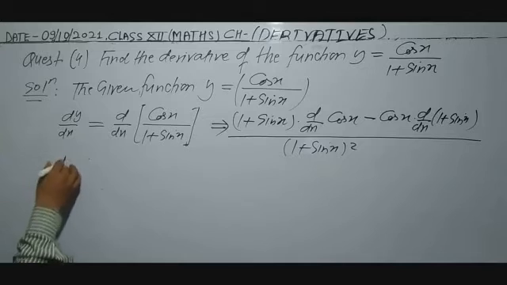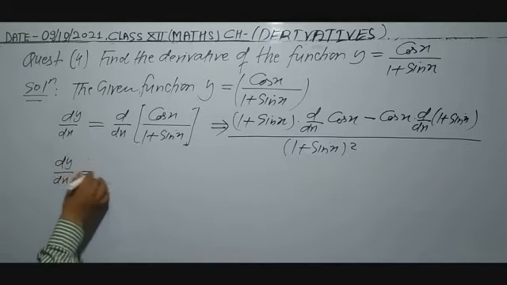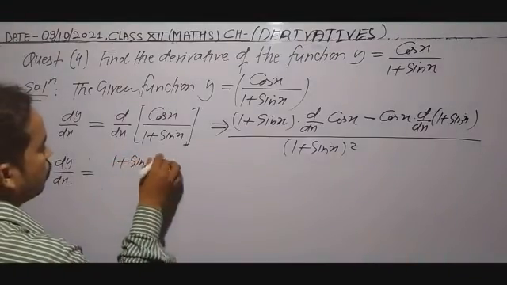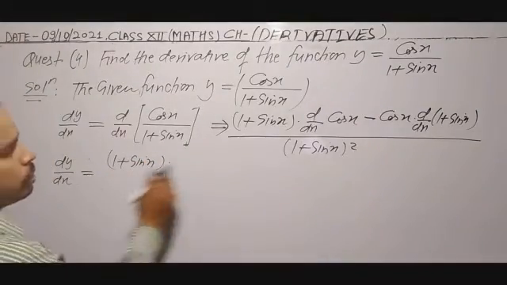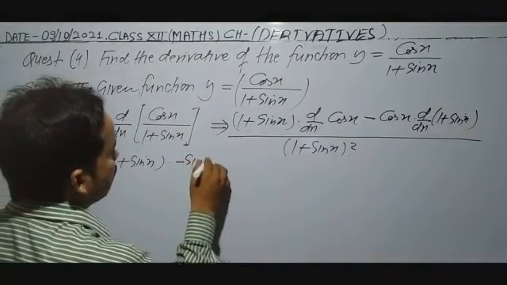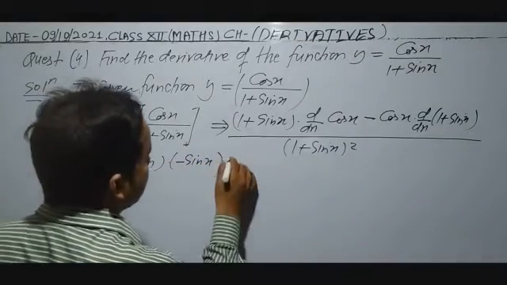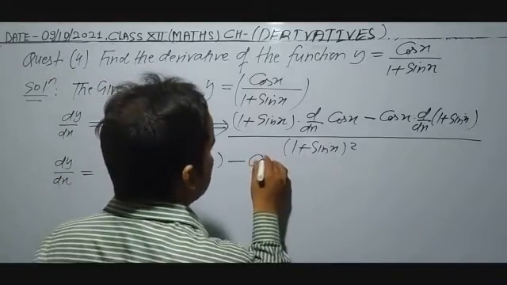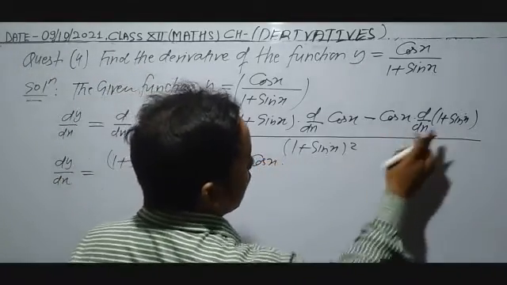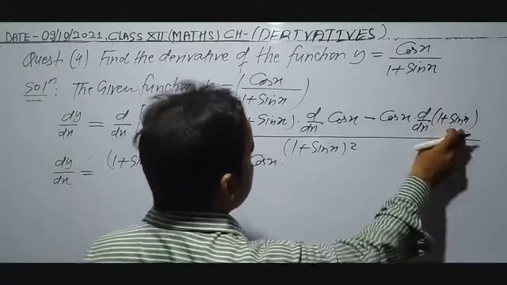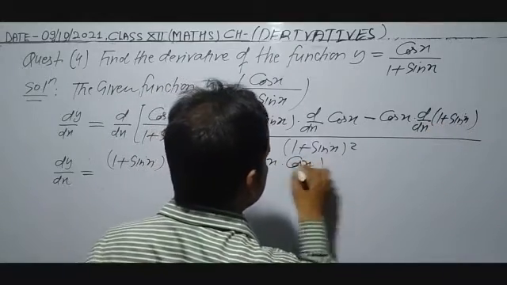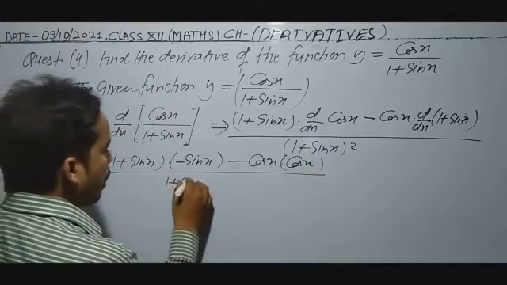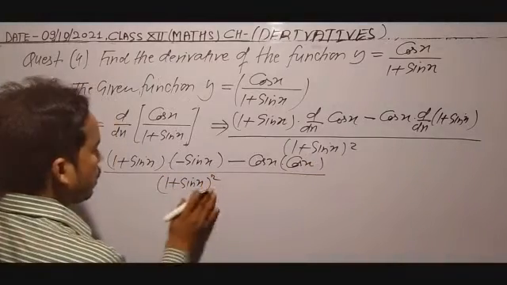Now dy by dx we can write: (1 plus sin x) into the derivative of cos x, which is minus sin x, minus cos x into (1 plus sin x), where the derivative of 1 is 0 and the derivative of sin x is cos x, and the whole upon (1 plus sin x) whole square.